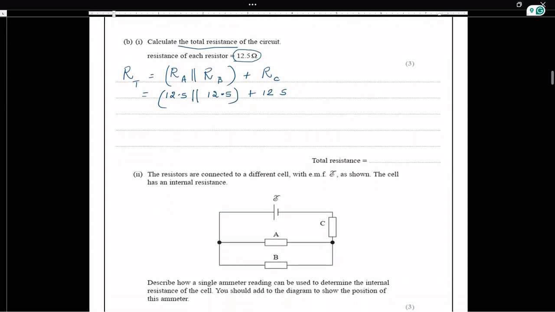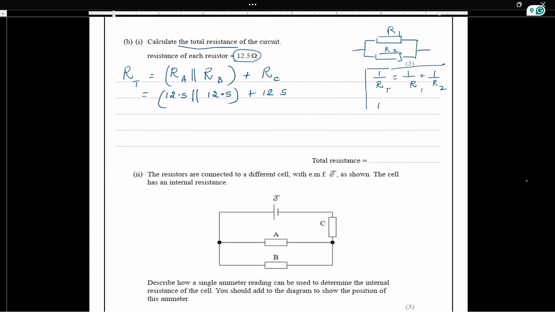Let us recall the equation for the total resistance when resistors are connected in parallel. Suppose we have two resistors connected in parallel with the values R1 and R2. The total resistance is given by the sum of the reciprocals of the individual resistors: 1 over R total is 1 over R1 plus 1 over R2.